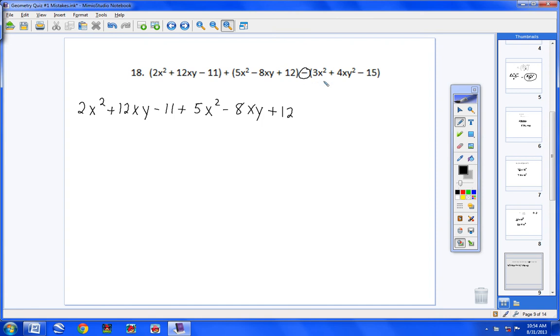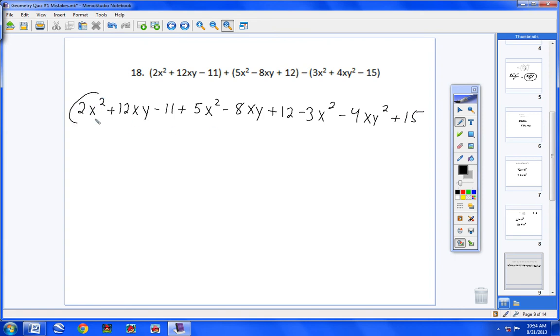Okay, there's a negative sign here, so I'm going to change all of my signs inside of that parenthesis. So my positive 3 would become a negative 3. My positive 4 would become a negative 4. And my negative 15 would become a positive 15. And now you simply look for like terms.